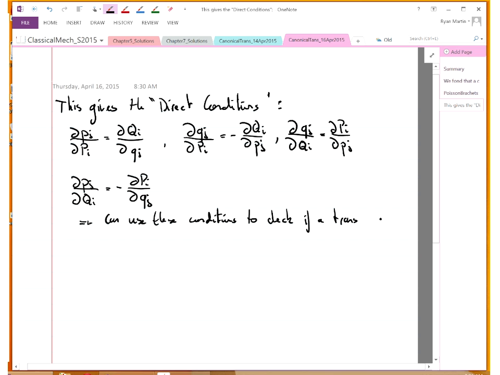So you can use these relations, and use these conditions to check if a transformation is canonical. That's why they're called the direct conditions. You can directly check if the transformation is canonical by doing all of these partial derivatives. There's not just four of them, right? It's 4 times the number of degrees of freedom. So that's certainly a pain to do. But for sure it works. It's straightforward.